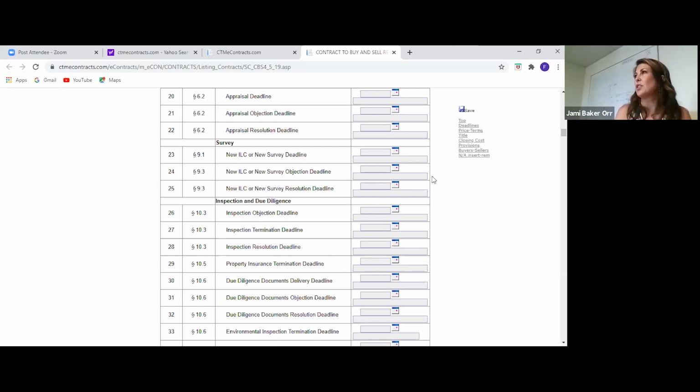Inspection objection. So that's just your right to do an inspection on a property. That's any type of inspection. So you can do your utility inspections, your dig maybe for a foundation, your soils test, any inspection that they want to do on the property at that time.